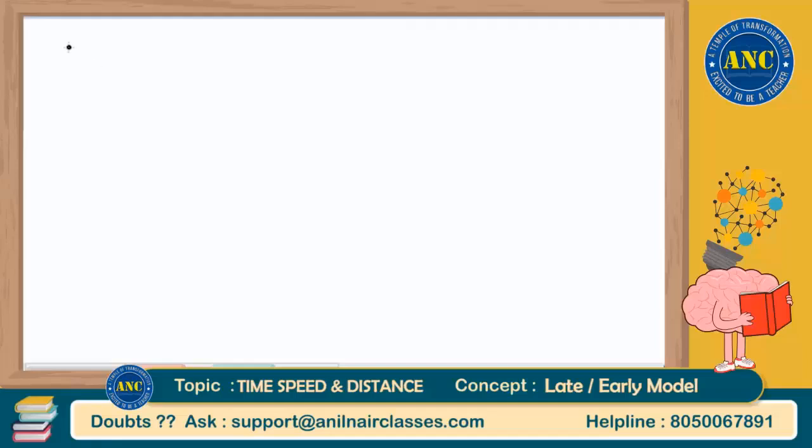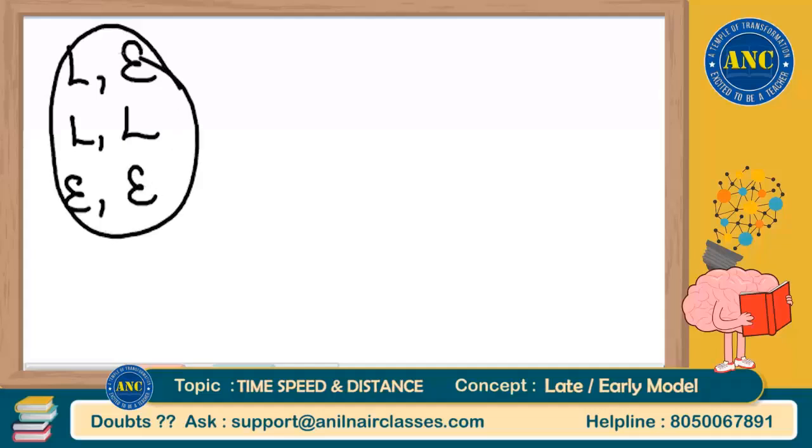The first question is late and early. The second is late and late. The third is early and early. These are the only 3 models possible. What else is given? What else can be given? Nothing else.